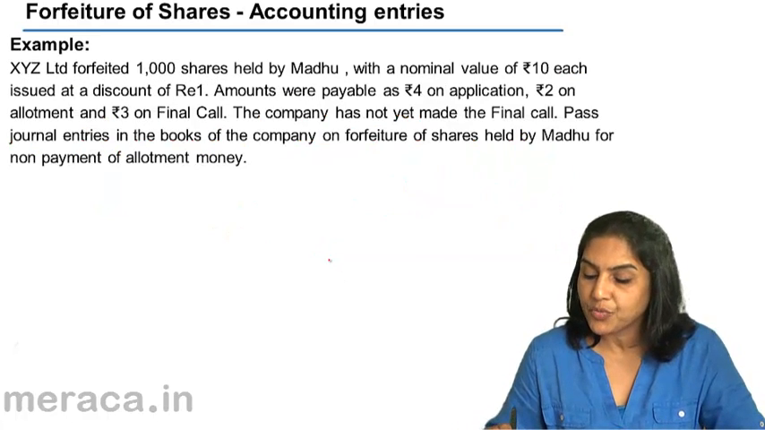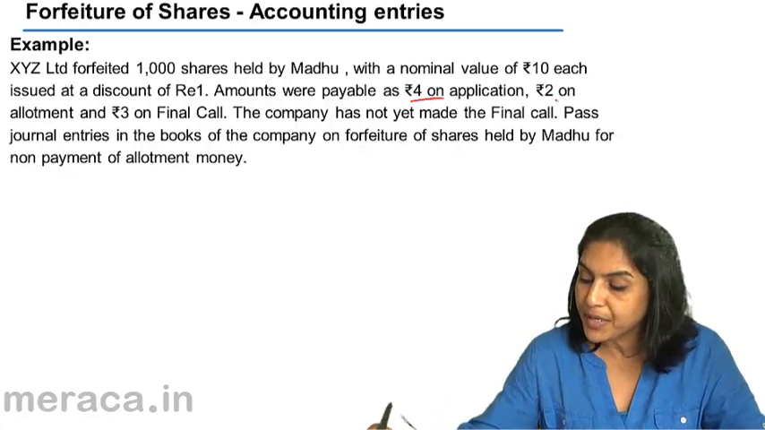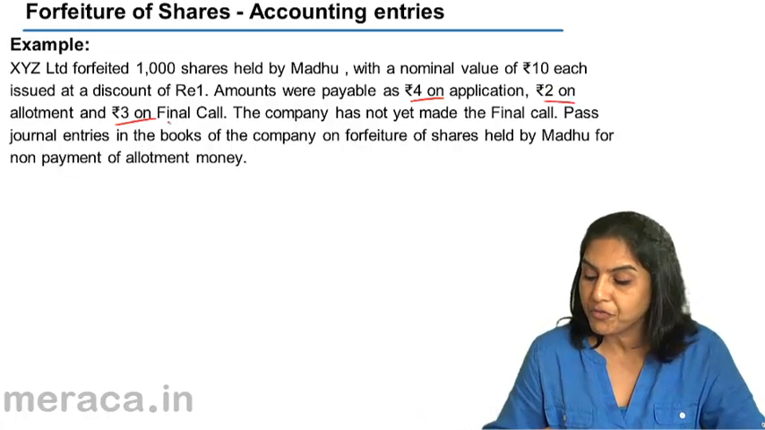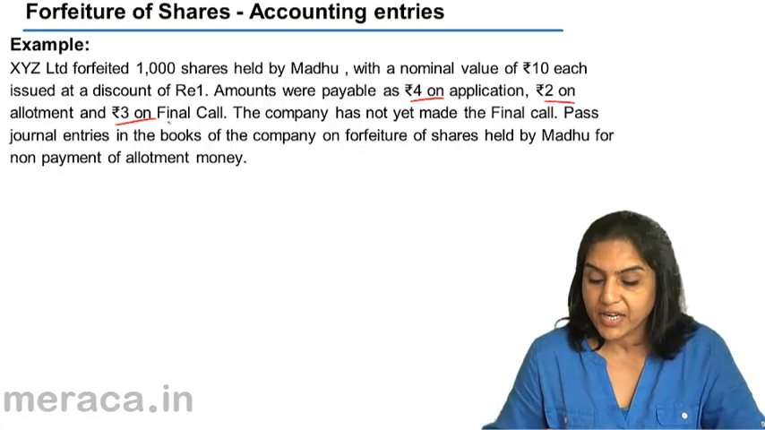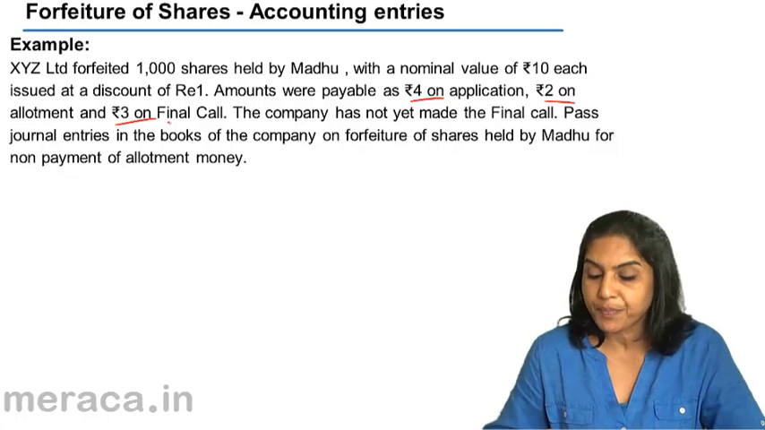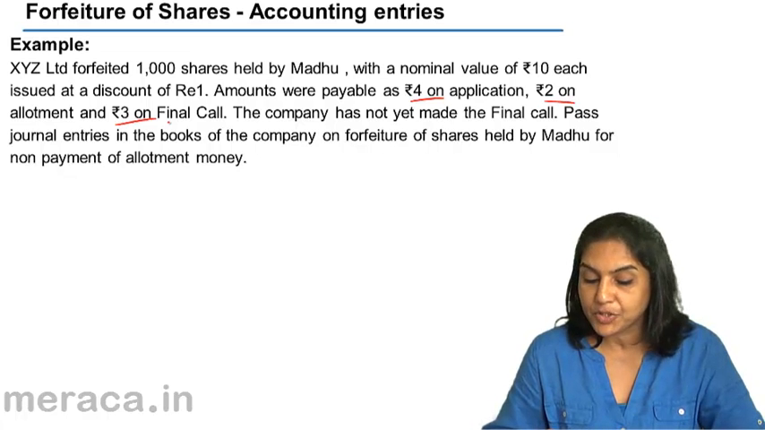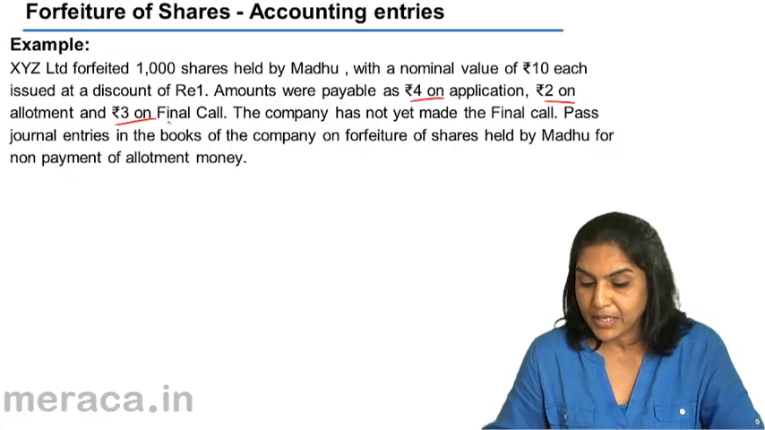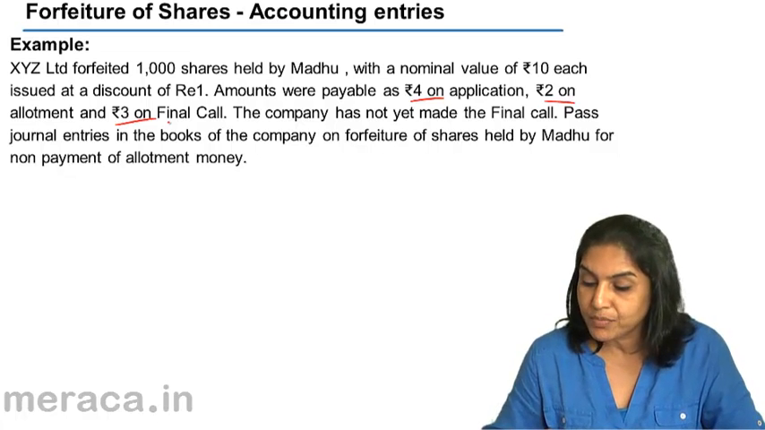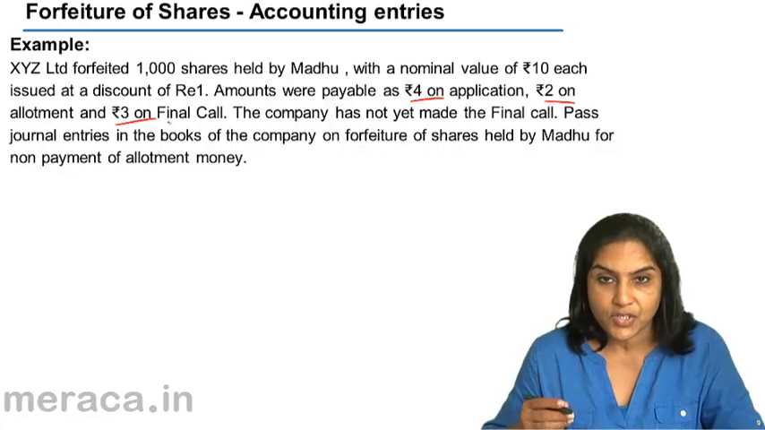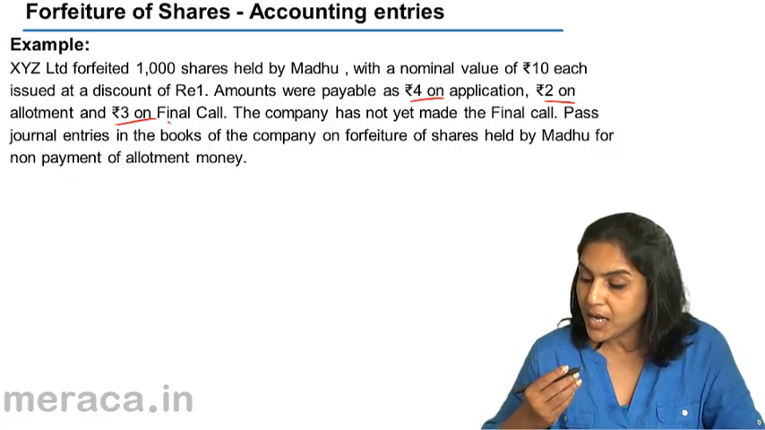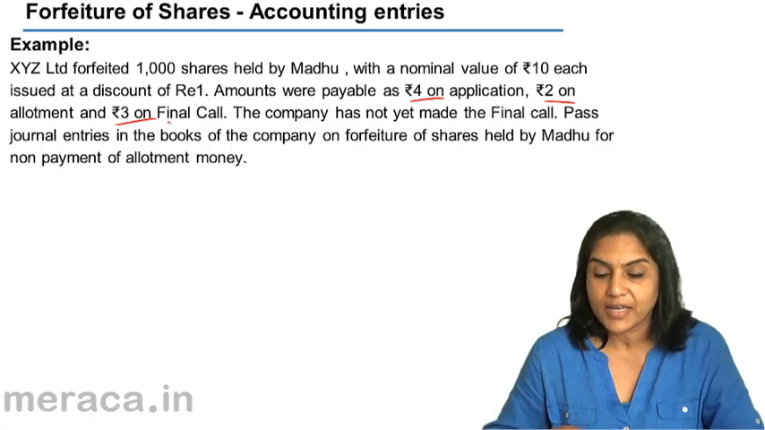XYZ Limited forfeited 1000 shares held by Madhu with a nominal value of 10 each, issued at a discount of rupee 1. Amounts were payable as 4 on application, 2 on allotment and 3 on final call. 4, 5, 6, 7, 8, 9. Okay, 9 total and 1 rupee discount. The company has not yet made the final call. Pass journal entries in the books of the company on forfeiture of shares held by Madhu for non-payment of allotment money. So there are only 3 installments, out of which 1 call has not been made, 1 call he has not paid, and 1 call he has paid.